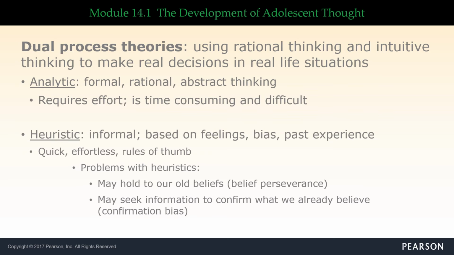And then there's the heuristic approach, and this is more informal. It's based on feelings, biases, and past experiences. These decisions can be made quickly. They don't take a lot of effort, and you can use general rules in regards to this, but the problem is that the individual may hold on to their beliefs when they really are not true, and they may seek information to confirm what they already believe, and so that's confirmation bias.